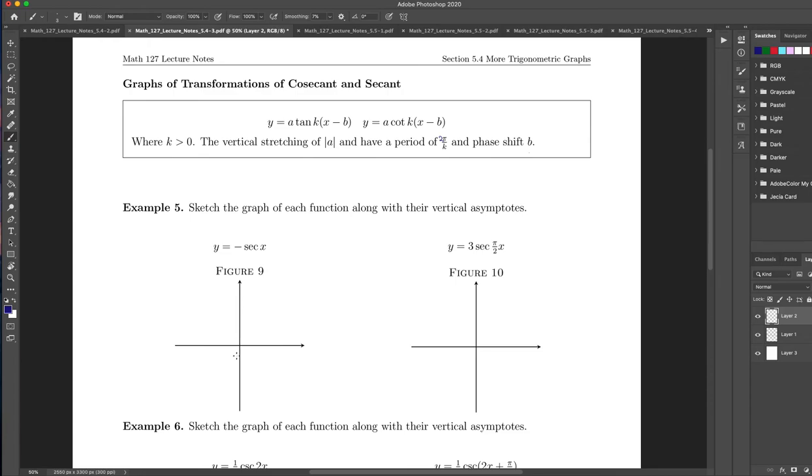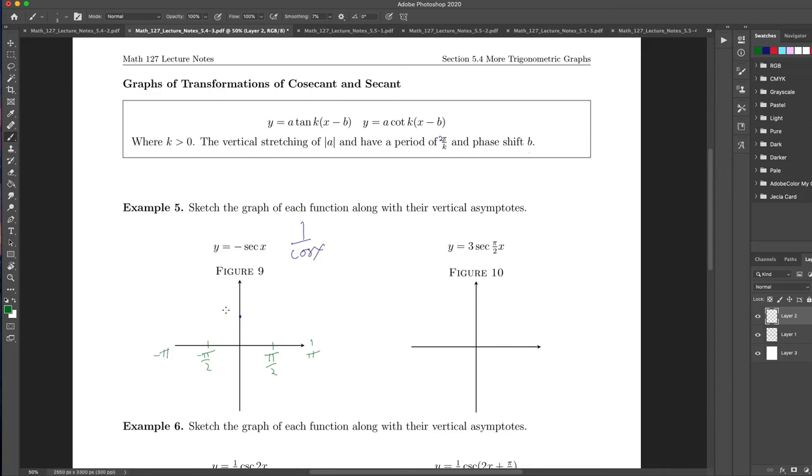Let's go ahead and draw our secant in. Secant is 1 over cosine of x. Cosine of x is 1, but this time we're going to be flipping it upside down. Let me draw the secant of x in green. So here we'd go over to pi over 2, and then we'd have pi, and then we'll go the other direction, and we'll do minus pi over 2, and then minus pi.